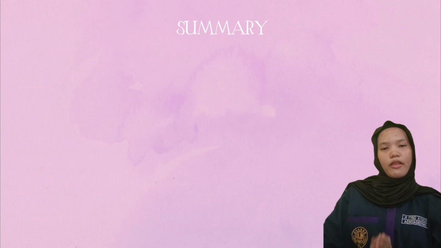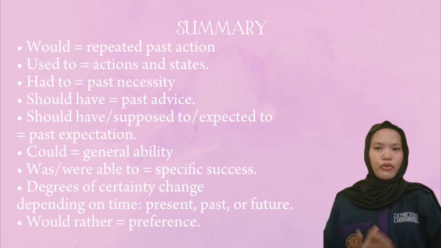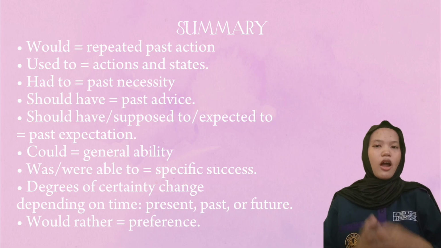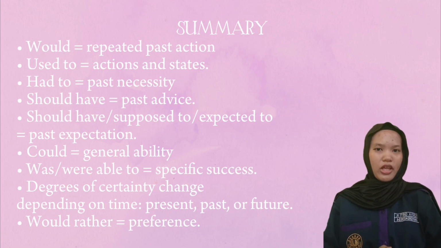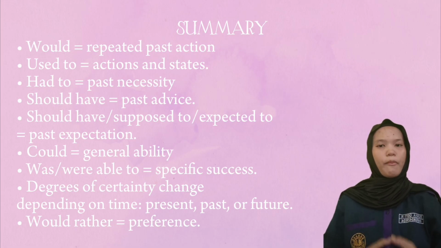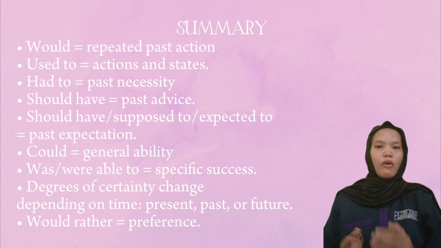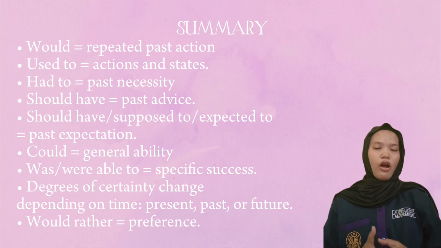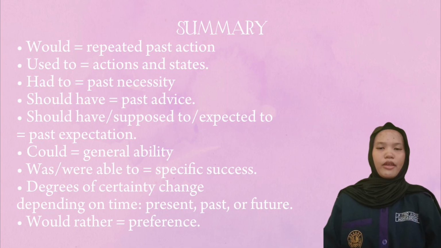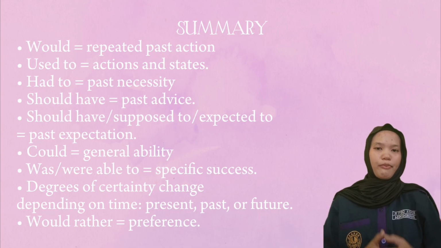Okay, now let's summarize what we learned. Would is for repeated past actions. Used to is for actions and states. Had to shows past necessity. Should have shows past advice. Should have or supposed to or expected to show past expectation. Could is for general ability. Was or were able to is for specific success. Degrees of certainty change depending on time: present, past, or future. Would rather expresses preference.